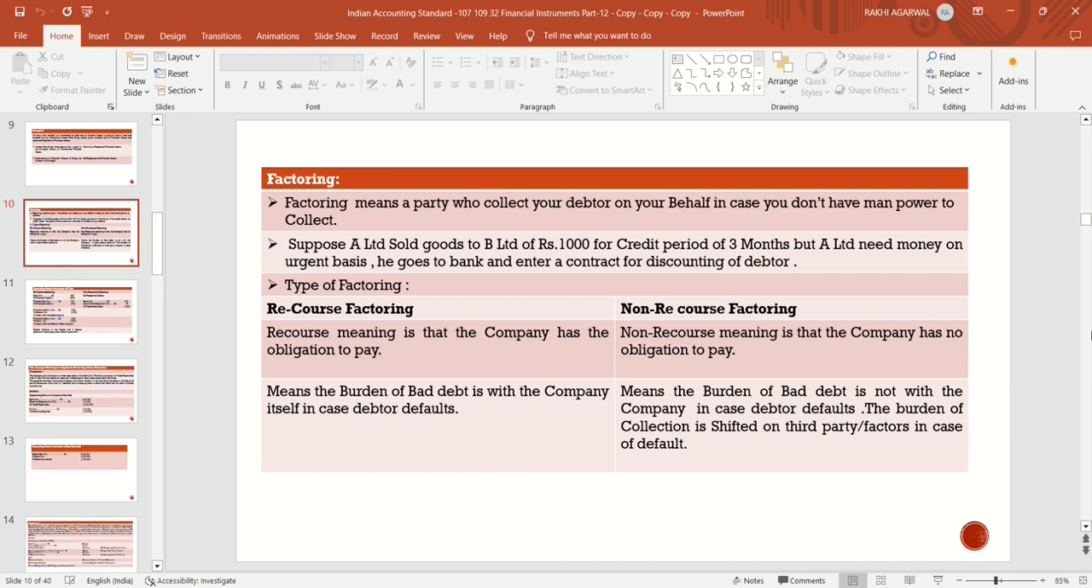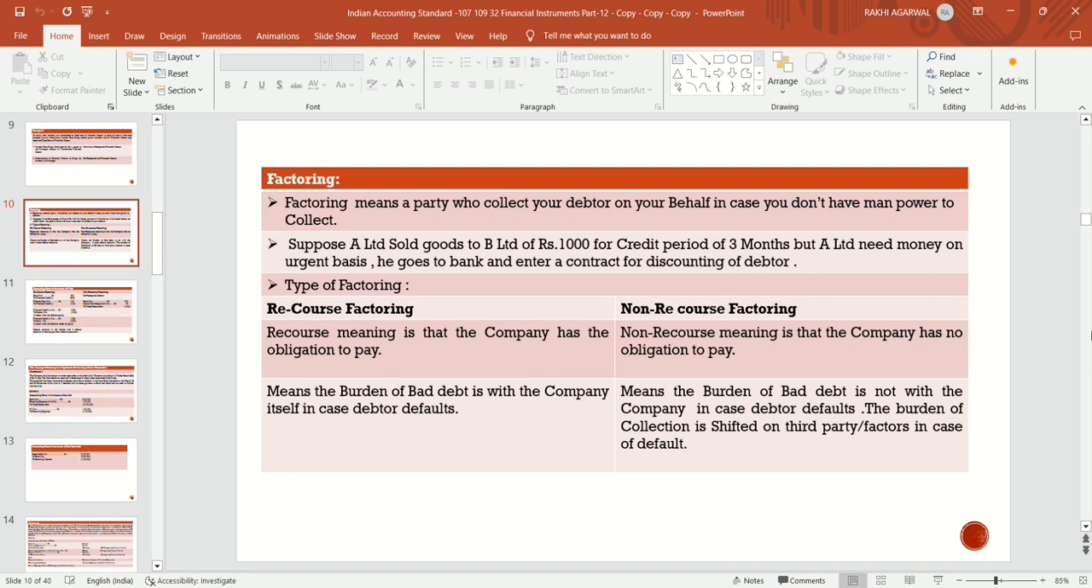So here the bank is acting as a factor between A and B, because ultimately the debtor is of A Limited, but A Limited has passed its debtor on to the bank, and A Limited is now free from that. The bank will collect that debtor after the credit period is over. This is the meaning of factoring. There are two types of factoring: recourse factoring and non-recourse factoring.